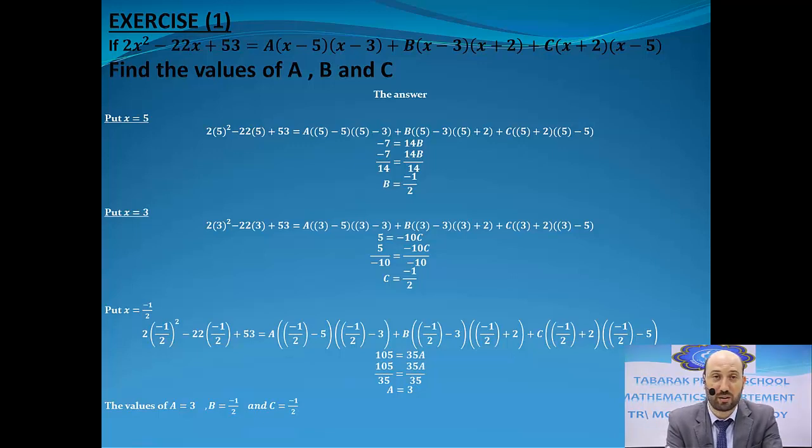So for the left side here we will have 5, and for the right side we will have minus 10c.